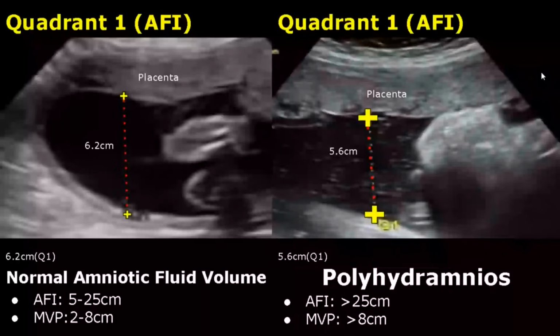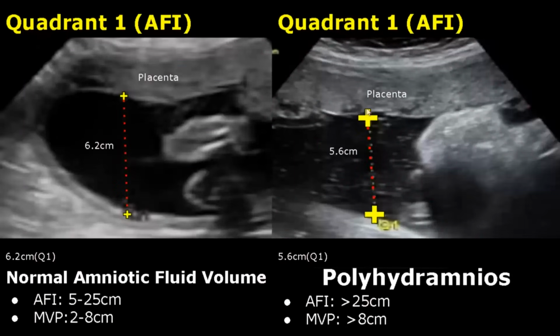Now we will see polyhydramnios by using AFI method. The normal images are the same as previous ones. This case is of polyhydramnios. Quadrant 1 measurement is 5.6 centimeters.